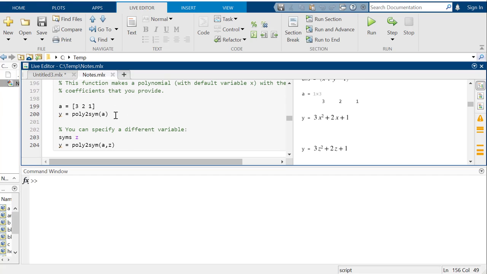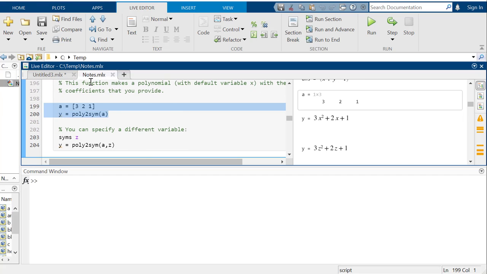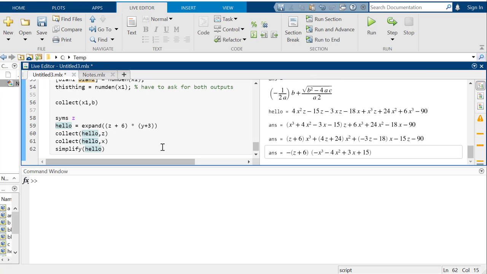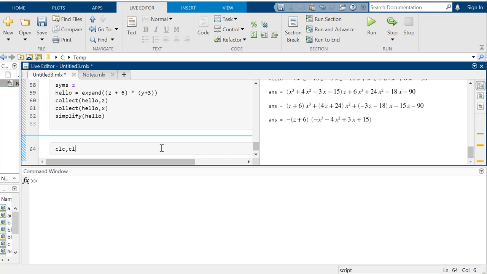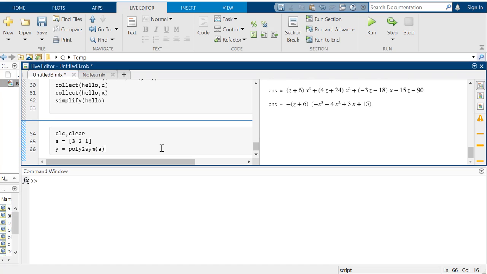Oh, okay, this is just silly. Poly to sim. I'll just show you that right quick. If you have a bunch of coefficients, let's put in our new section. If I just have coefficients like 3, 2, and 1, and I do poly to sim, it's going to turn those coefficients into a not a polygon, a polynomial. So it's some kind of a weird little thing that I don't know if you'd ever really need it.